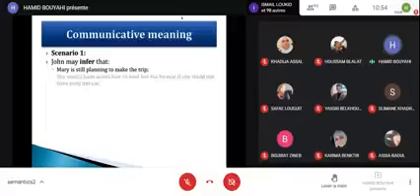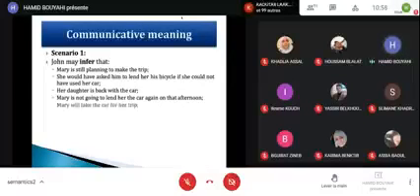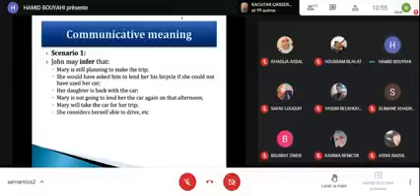Mary is still planning to make the trip. She would have asked him to lend her his bicycle if she couldn't have used her car. Her daughter is back with the car. Mary is not going to lend the car again. Mary will take the car for the trip. She considers herself able to drive. So these are all things that John may infer from that context, knowing Mary and knowing those facts in the given scenario. Okay.